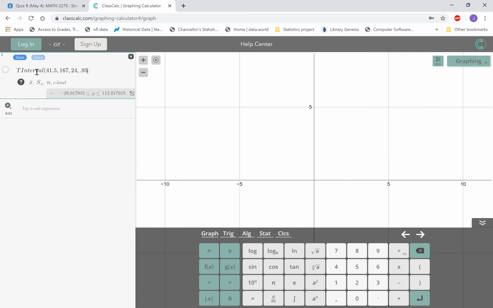All right. So if you actually look at our T interval, it gave us negative 29.0179 all the way to 112.017915. So identical to what the TI-84 gave us. So it doesn't really matter if you use the TI-83 or ClassCalc, you should still get the same answer. All right. Any question in regard to ClassCalc? All right, perfect. Let me switch back to my notes.